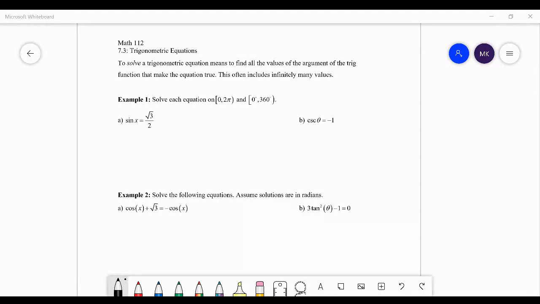So let's solve this first one here. It wants us to solve the equation on both 0 to 2 pi, so that means we're solving it in radians, and 0 to 360 degrees, so we're looking at the degree version. So we need to get both sets of solutions. Now, this is really easy when we have our unit circle. What we're looking for is when the sine of x is equal to the square root of 3 over 2.